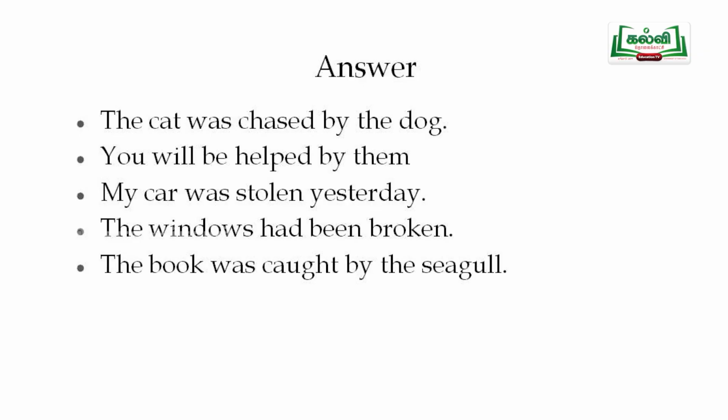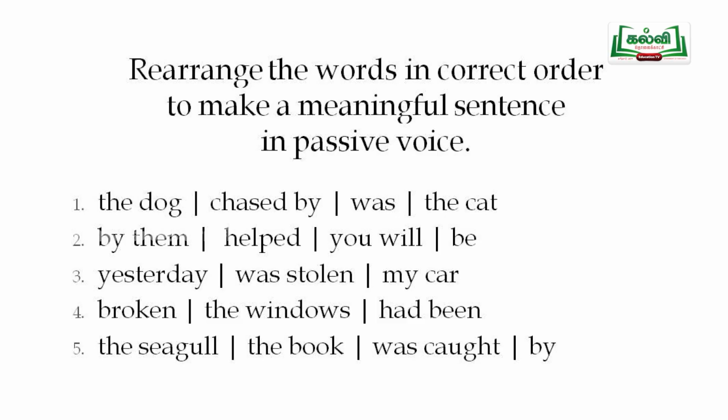இதில் எது முதல்ல வரணும்? சப்ஜெக்டாக எது இருக்கணும்? My car. Very good. அடுத்தது verb வரணும் இல்லையா? Was stolen yesterday. Very good. The answer is my car was stolen yesterday. And the fourth sentence, broken the windows had been.